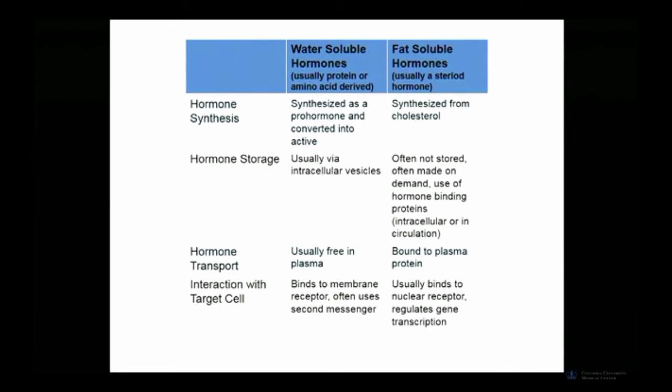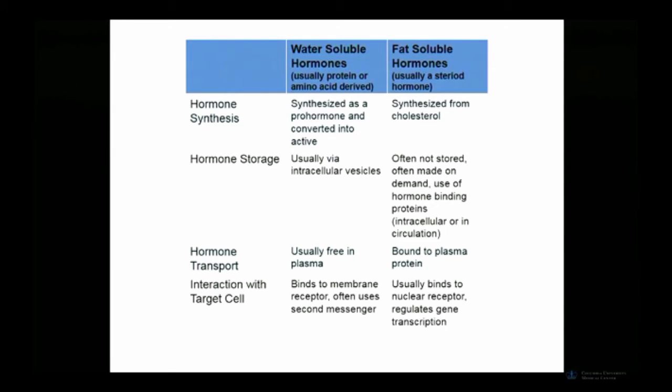Hormone transport. Our bloodstream, our plasma, is an aqueous solution, right? It's a water-based solution. So water-soluble hormones, no problem at all. They travel freely in plasma. Fat-soluble hormones need to be bound to a plasma protein. Okay? They need to bind to a plasma protein when they're in plasma, and they need to be unbound in order to act on their target cells.